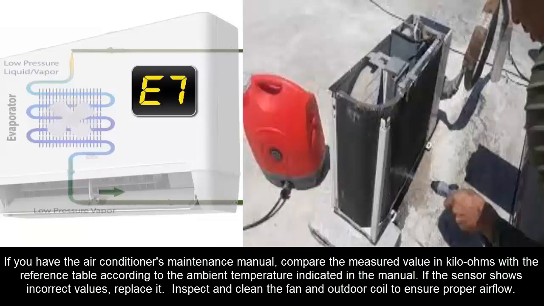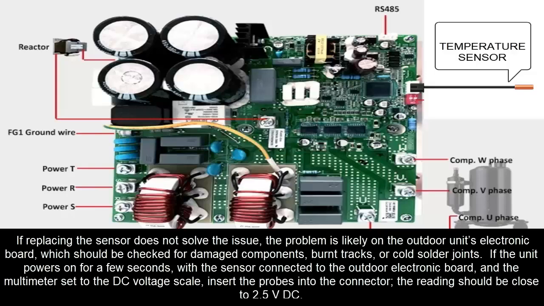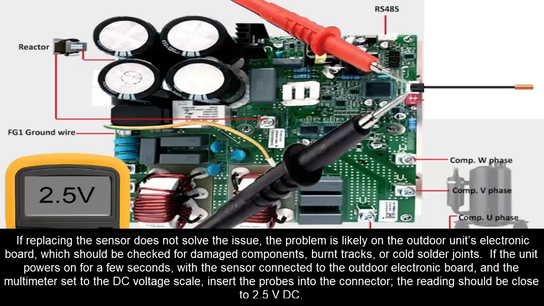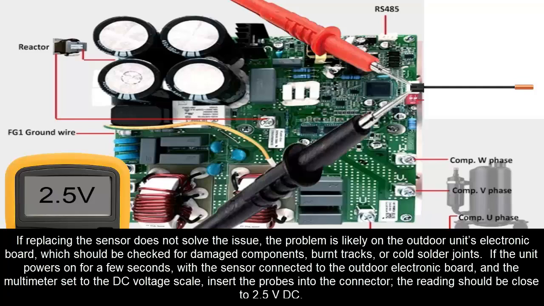Inspect the fan and outdoor coil to ensure proper airflow. If replacing the sensor does not solve the issue, the problem is likely on the outdoor unit's electronic board, which should be checked for damaged components, burnt tracks, or cold solder joints. If the unit powers on for a few seconds with the sensor connected to the outdoor electronic board and the multimeter set to the DC voltage scale, insert the probes into the connector. The reading should be close to 2.5 volts DC.